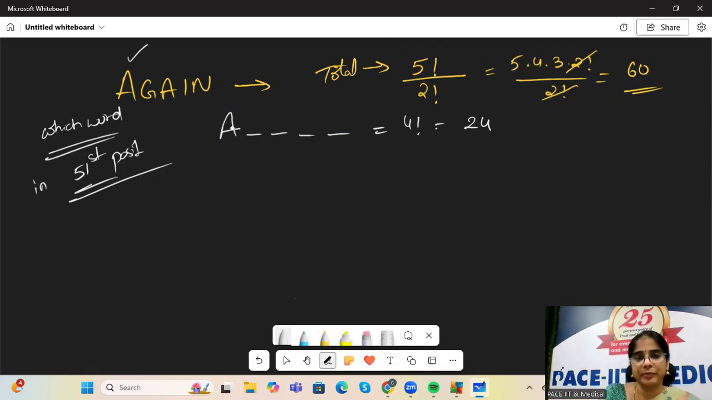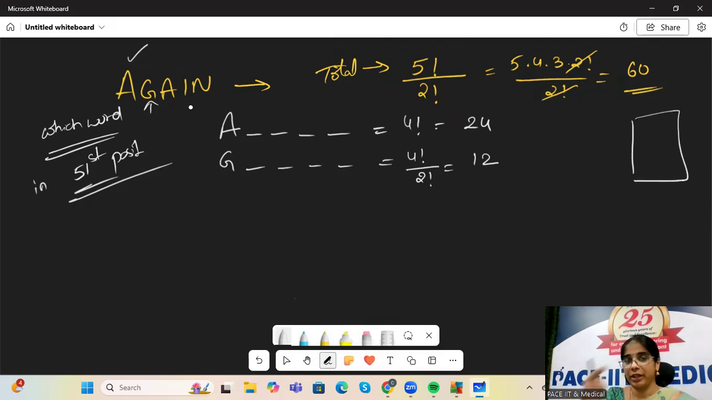Next, do I go with the letter G now? Starting with letter G, when I'm fixing on G, I've got 4 letters remaining, but out of these 4 letters remaining, 2 are repeated there. So hence it is 4 factorial by 2 factorial, that is 12. In your rough, just keep adding them, whether I'm reaching my 51 count or not. 24 plus 12, that is your 36 count.